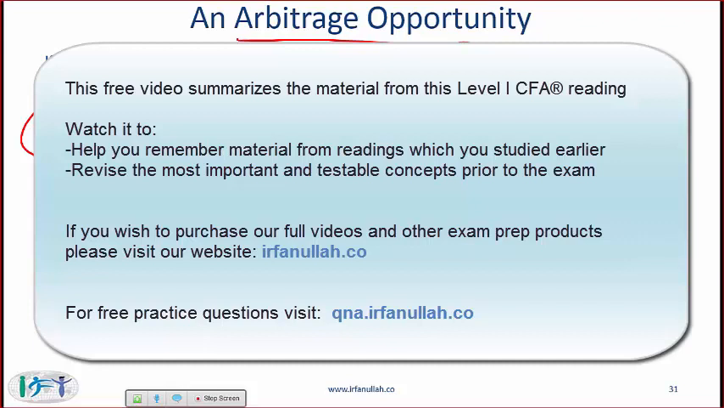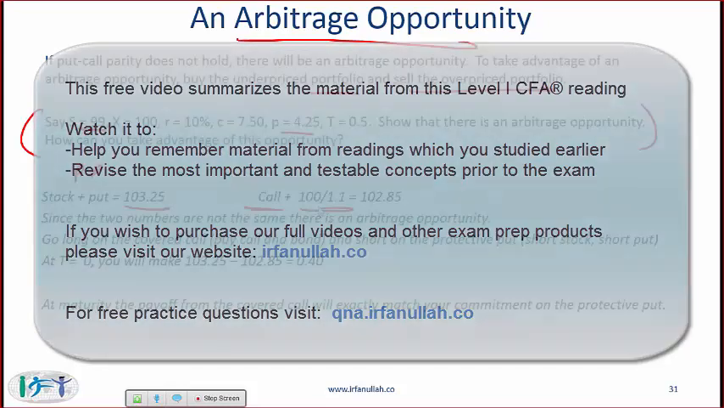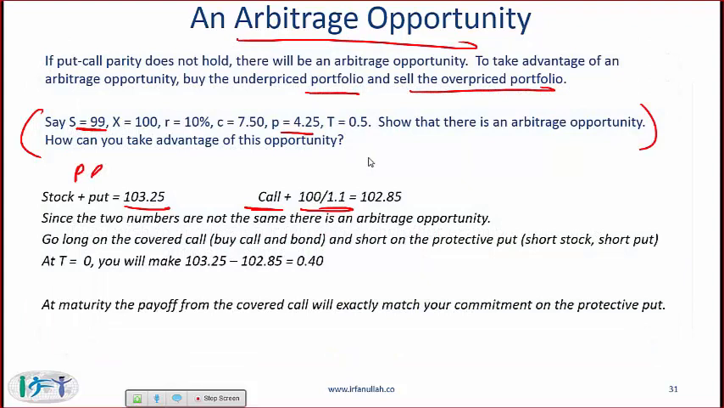How much is the fiduciary call worth? It is the call plus the discounted value of X, and we are assuming that T is 0.5. So in the denominator you will have 1 plus 0.1 raised to the power of 0.5. When you do that, you get 102.85.